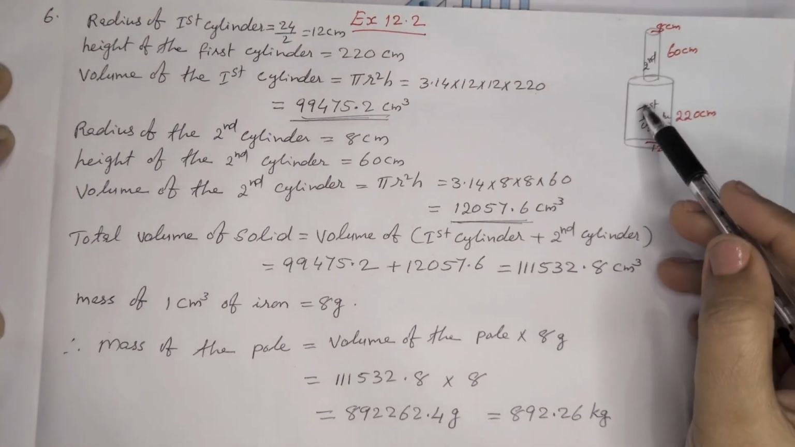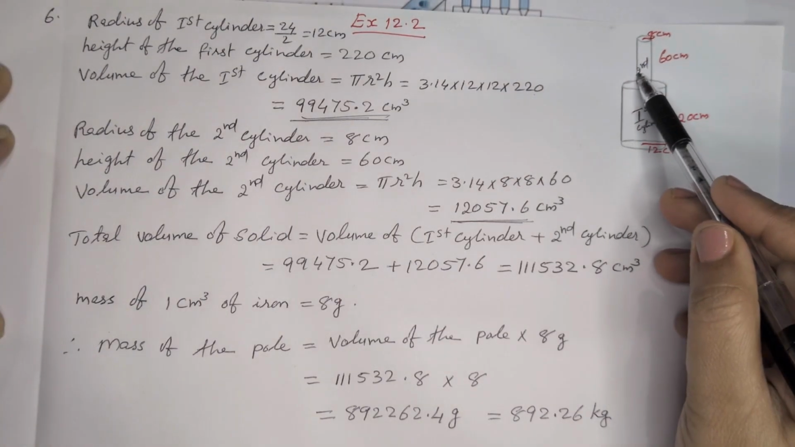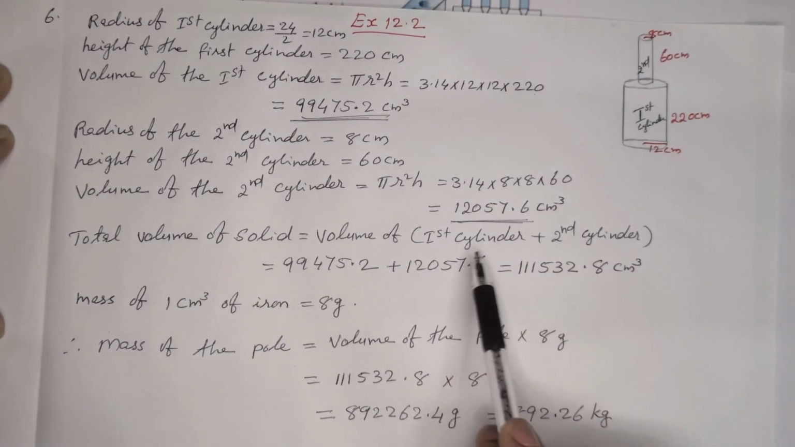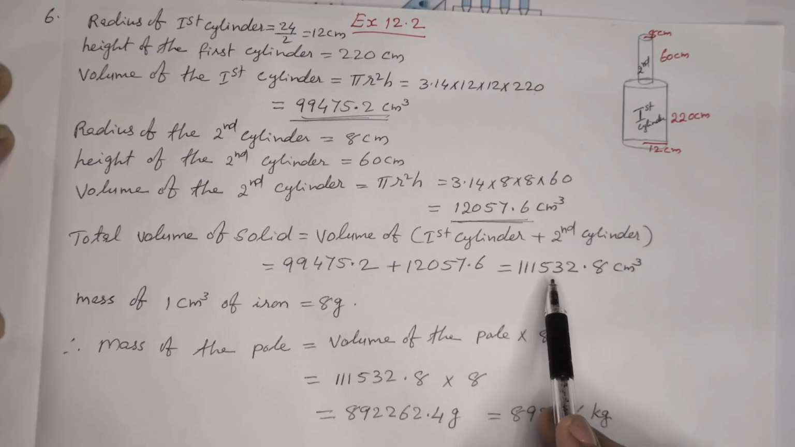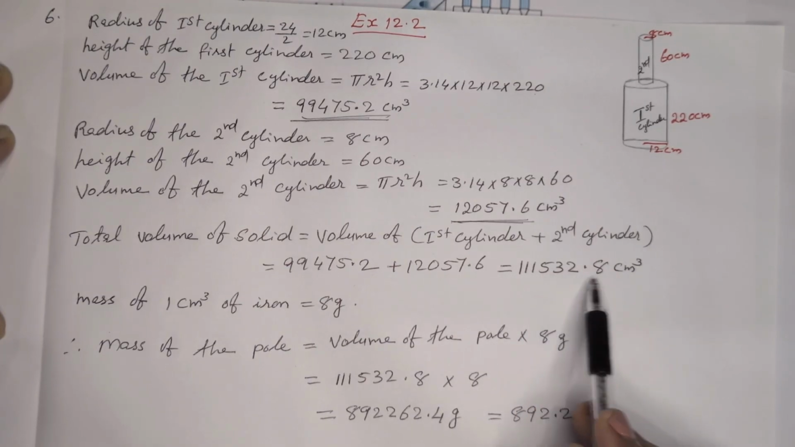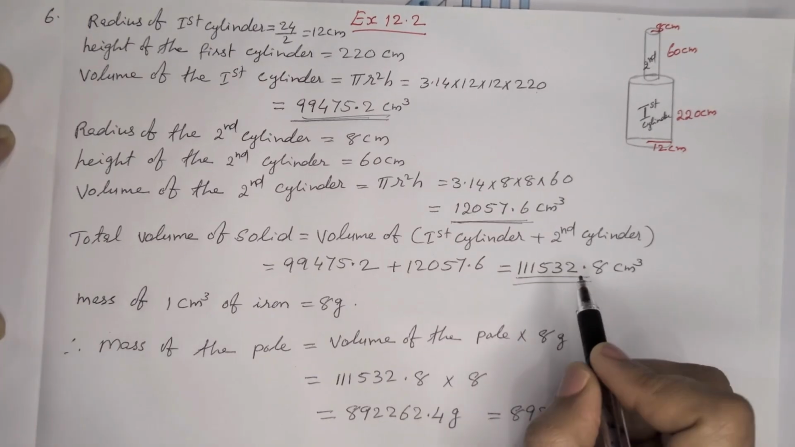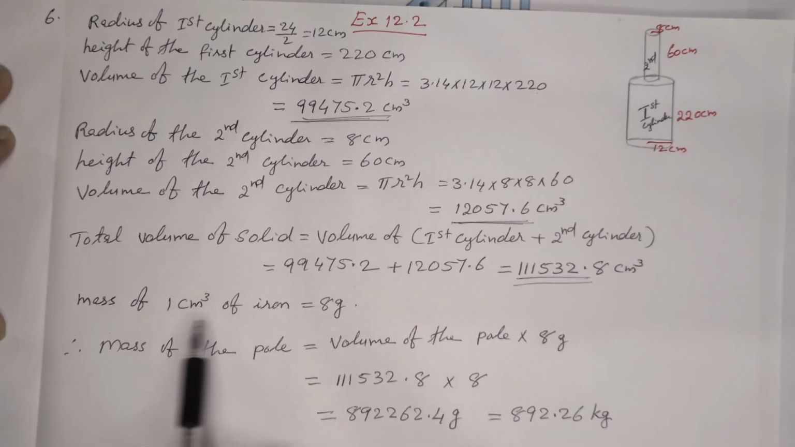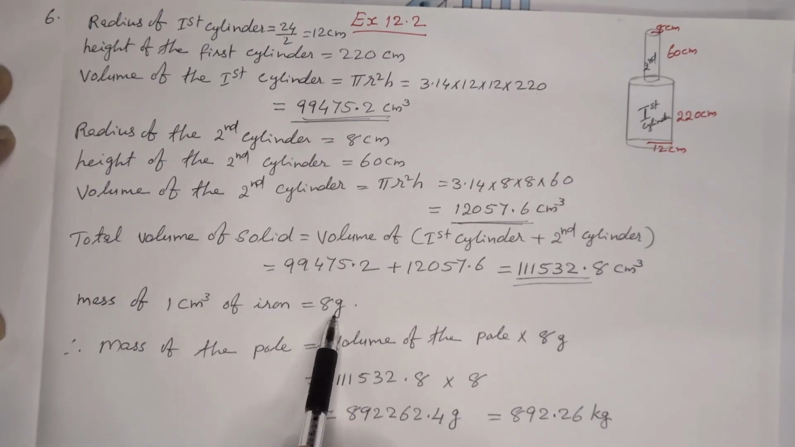So here first we calculated the volume of the first cylinder, then the volume of the second cylinder. The volume of the entire pole is equal to the sum of the volumes of both the cylinders, which we got as 1,11,532.8 centimeter cube. Then the mass of 1 centimeter cube of iron is 8 gram. So the mass of the pole is equal to the volume of the pole into 8. When we multiply, we get that in gram, which we can convert to kilogram: 892.26 kilogram.